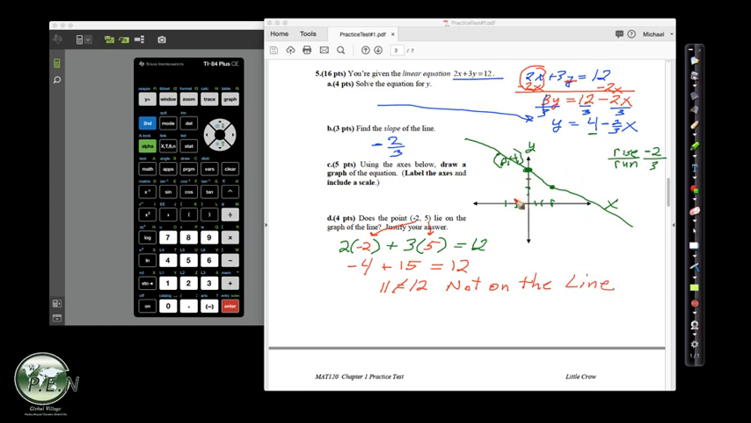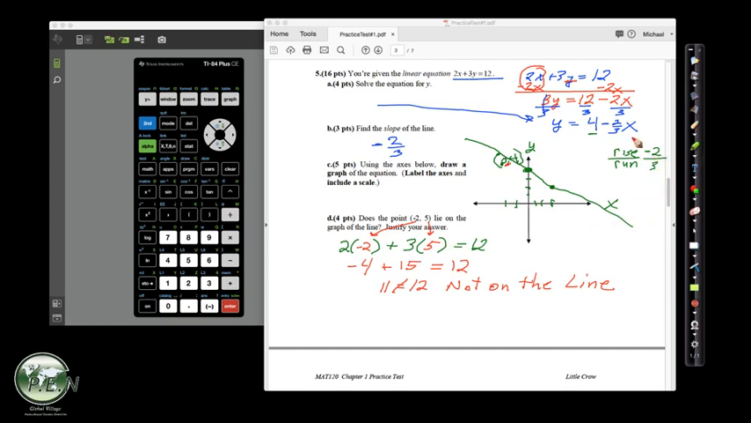So, from our graph itself, it looked like it could be, but it was close enough. I was wondering maybe if I made a little error in my drawing, I might be off. So I checked it with the equation. Those are the 2 options we have. A point has to satisfy the equation and be on the line, and if it's on the line, it will satisfy the equation. So those are the 2 things that have to happen.